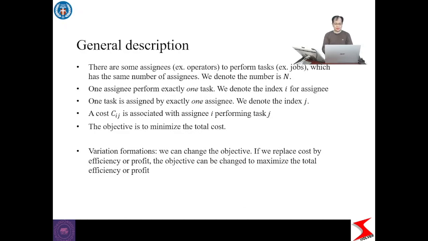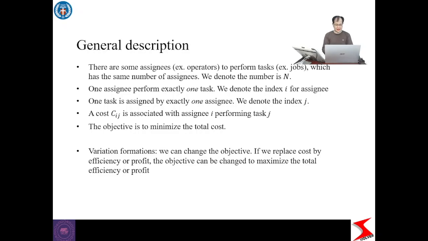The general description of the assignment problem. There are some assignees, such as operators, to perform tasks, such as jobs, which has the same number as assignees. We denote the number as n, which means we have the same number of assignees and tasks. One assignee performs exactly one task. We denote the index i for assignee. One task is assigned to exactly one assignee. We denote the index j.